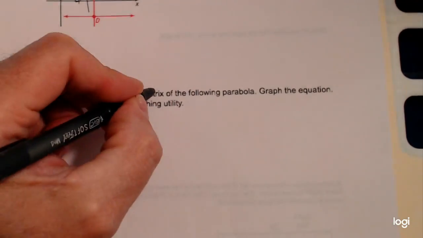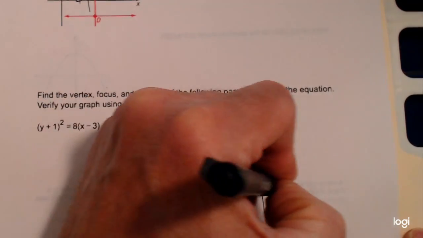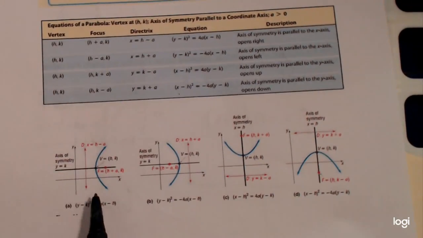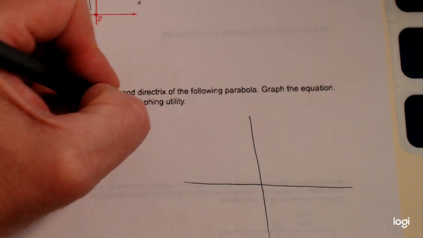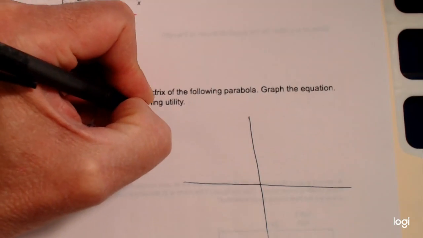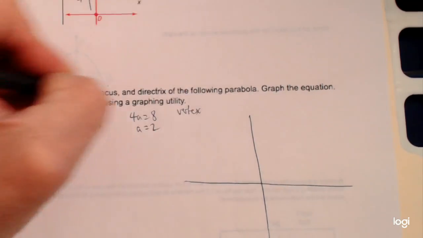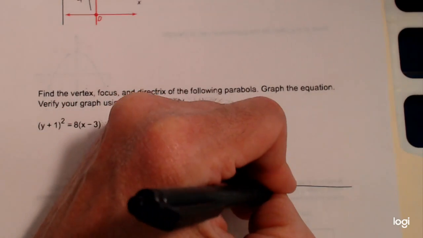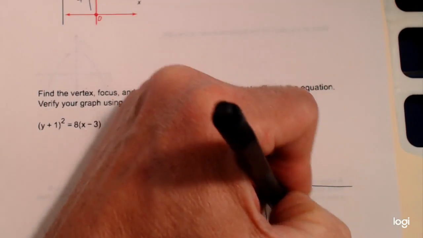Find the vertex, the focus, the directrix, and graph it. Verify using your graphing utility. So here we go. All right, so let's have a look and see which one it's going to look like. So it's going to look like this one because it's a y minus k squared and that value is positive. So first of all, we know that 4a equals 8, so a equals 2. We know that the vertex is going to be at (3, negative 1). We know it's going to open this way, like so.